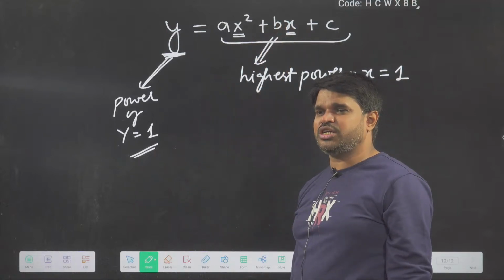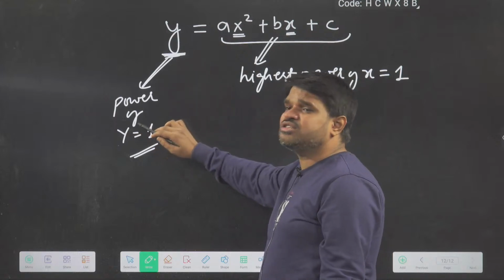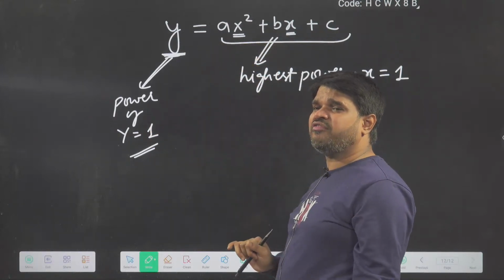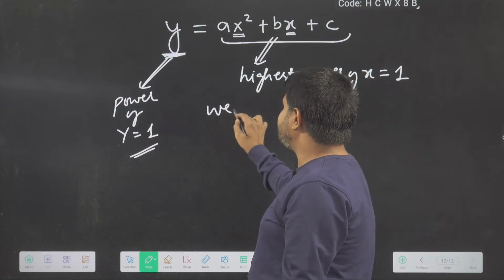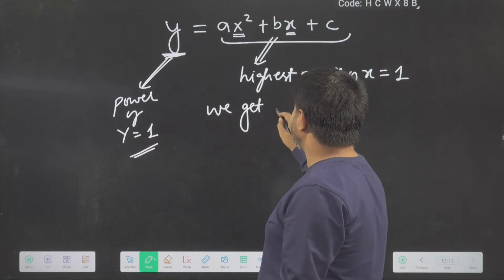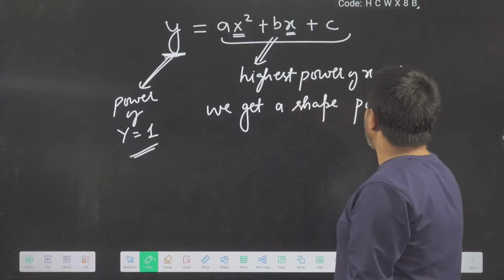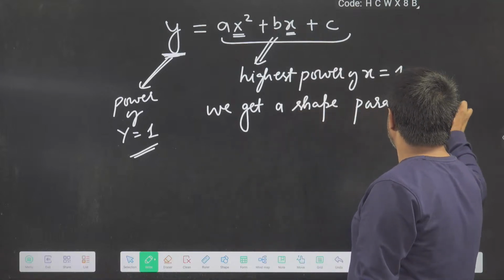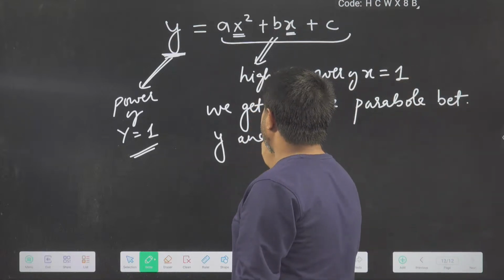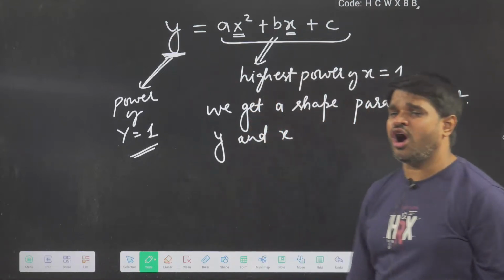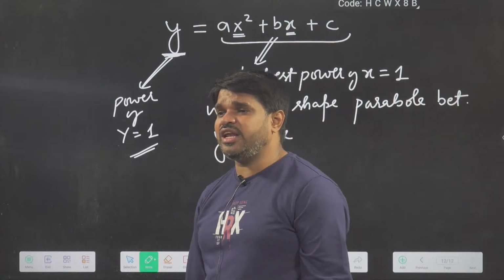This kind of expression is called what? A quadratic expression. So if the power of y is 1 and the highest power of x is 2, then we get a shape called a parabola between y and x. So if I draw a graph between y and x, we will get what?